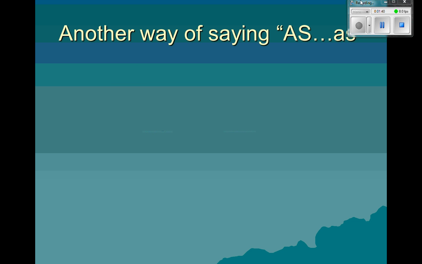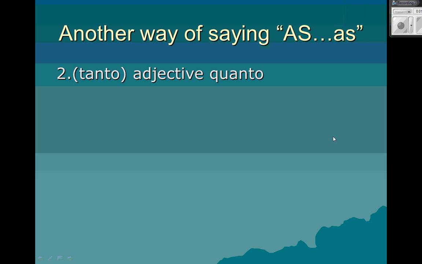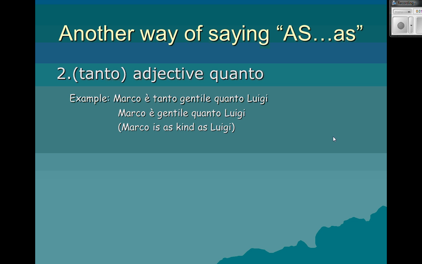Another way of saying as is by using the expression tanto, adjective quanto. And again, the tanto is optional. Marco è tanto gentile quanto Luigi. Marco è gentile quanto Luigi. They both mean that Marco is as kind as Luigi. The first one I use tanto, adjective quanto. The second one I simply left out the tanto. The choice is yours. And again, we Americans tend to prefer the tanto quanto because it's more of a direct translation.